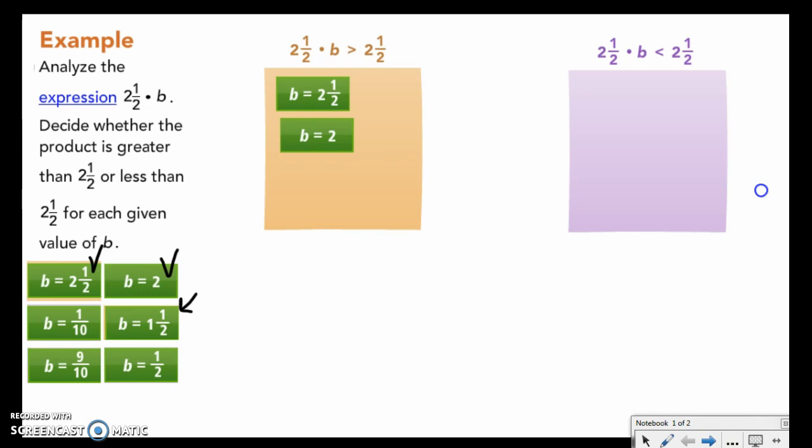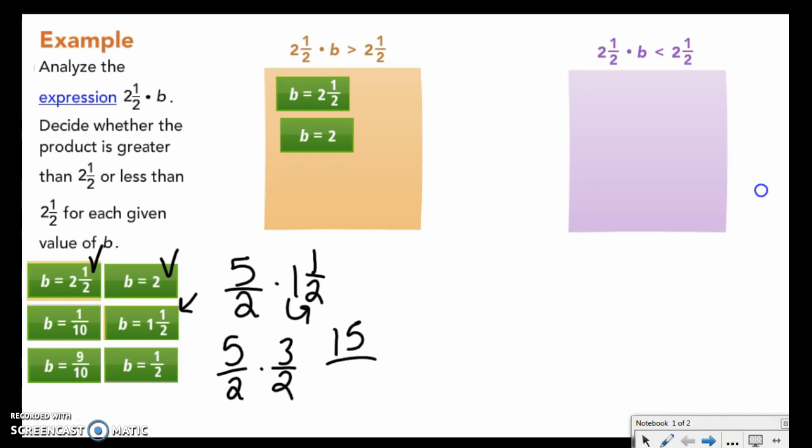What if b equaled 1 1/2? Well, so we have the 2 1/2, which gets turned into 5 halves. We've done that 2 times already. Times 1 1/2. Again, when you have a mixed number, you're going to multiply 1 times 2, which is 2, and then add your 1 to the top. It's going to be 3 halves. So we have 5 halves times 3 halves. 5 times 3 will give you 15. 2 times 2 is 4. I want you to pause the video and see what this can be reduced to before I give you the answer.